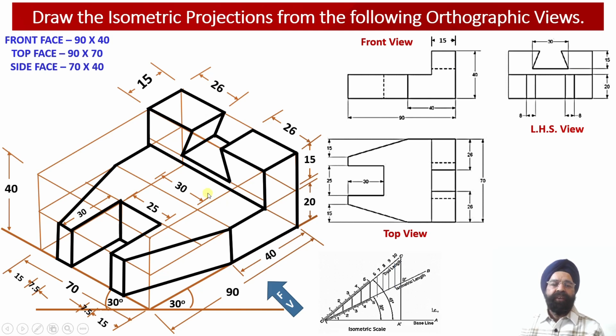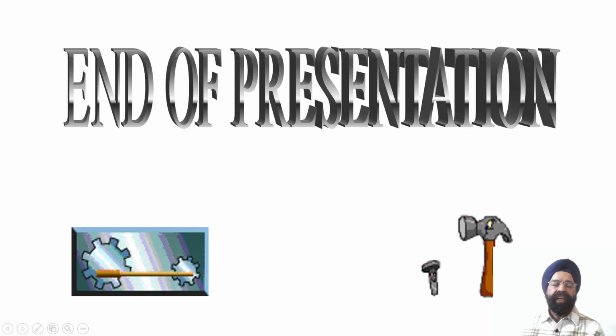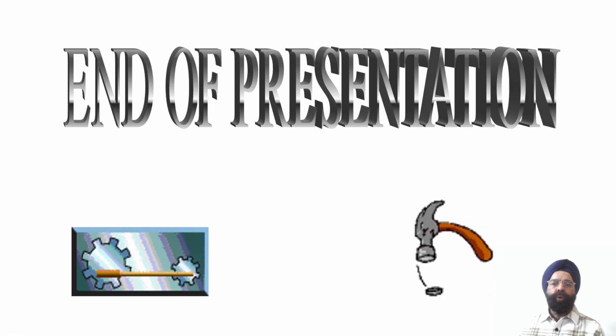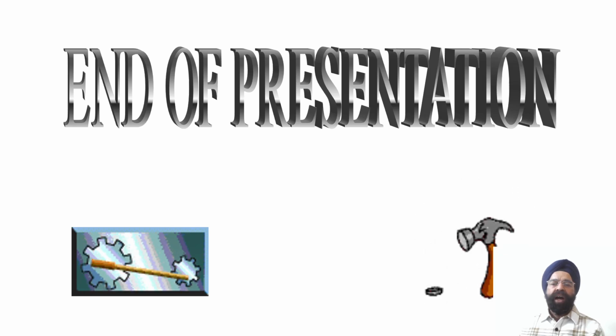So this way we have been able to complete the construction of the 3D isometric projections corresponding to this engineering object, for which the front view projections, the top view projections and the left hand side view orthographic projections were available with us. So this is all for today. We are going to continue with further discussion regarding a few more illustrative cases of isometric projections in the coming lectures.